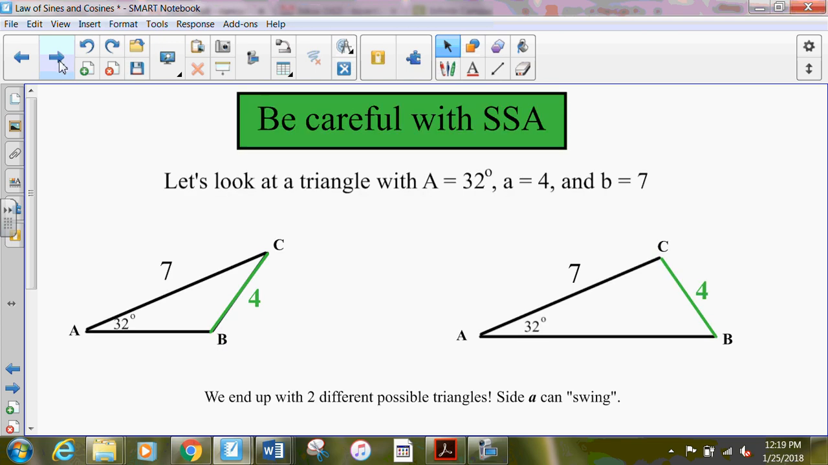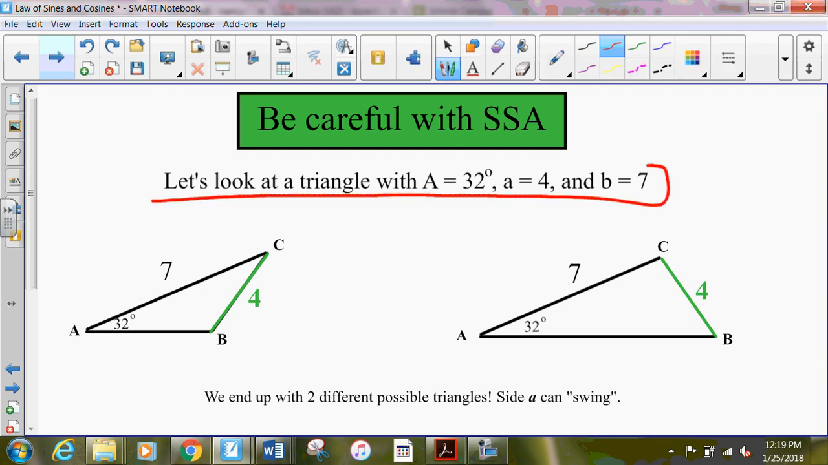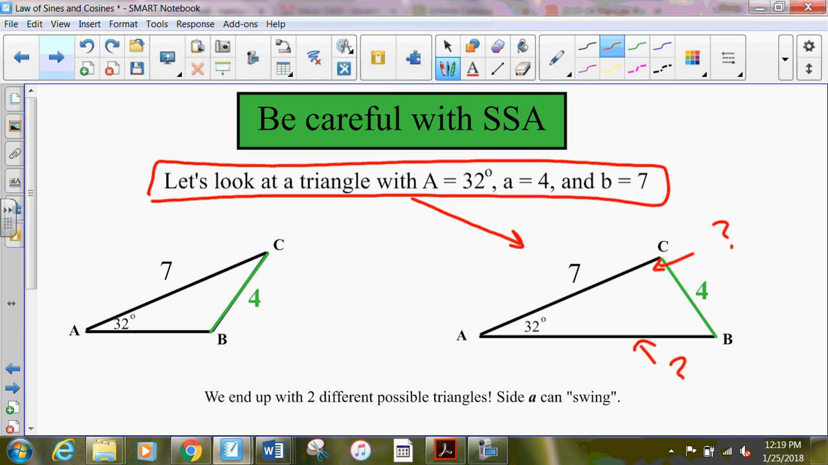So once again, if I were given this information, I would draw my triangle, and most likely I would draw this one first, right? Can you see that I gave myself the angle A is 32, the side opposite A is 4, that's side A, and then side B is 7, and I would draw it like this and everything would be good. But then I'd stop and I'd say, wait a minute, did you notice that I don't know anything about angle C, and I don't know anything about side C? They don't give me that information.